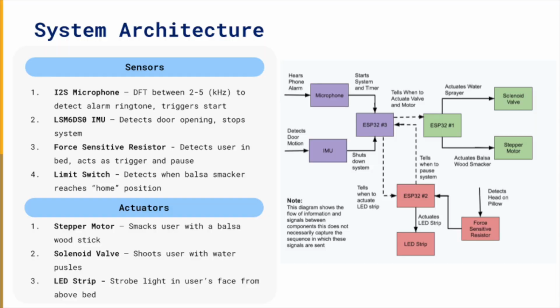Now, our alarm system does give you a little love tap, but it also does a lot more than that. Let's break it down. Here's a little bit about our overall system architecture. On the left, you can see the sensors we use, such as the I2C mic, and the actuators that we use, such as the stepper motor and the solenoid valve. And on the right, you can see a diagram that shows an overall walkthrough of how the different ESPs all talk to each other.